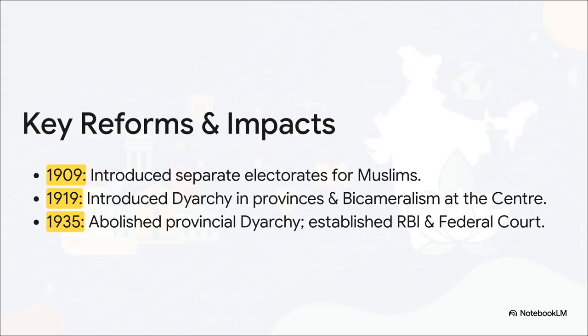These 3 acts are the real heavy hitters of this era. First, in 1909, the Morley-Minto reforms introduced the very controversial system of separate electorates for Muslims. 10 years later, the 1919 Montagu-Chelmsford reforms brought in diarchy at the provincial level. And finally, the enormous Government of India Act of 1935, which basically served as a blueprint for our modern constitution and established huge institutions like the Reserve Bank of India.